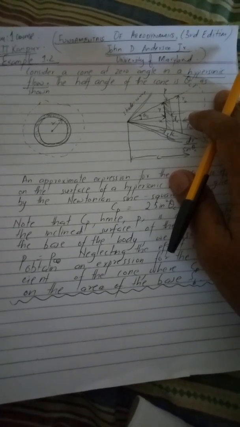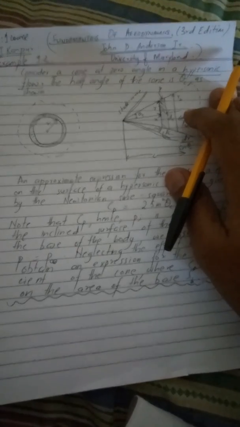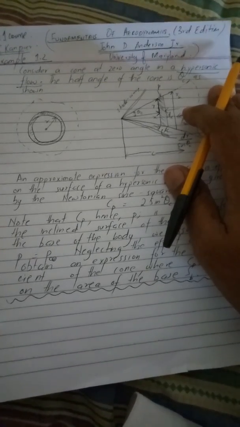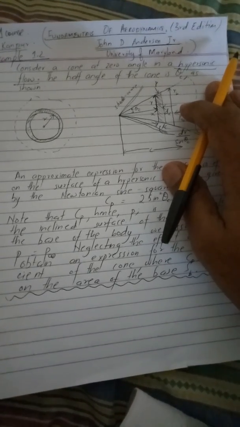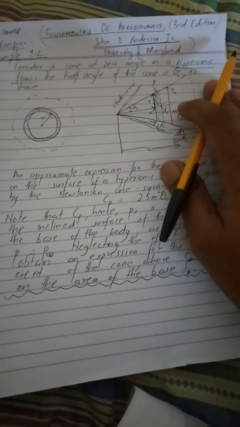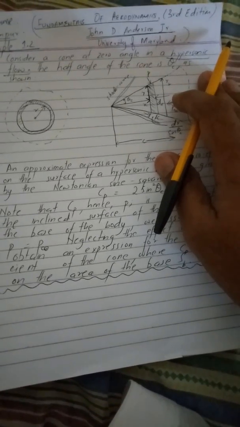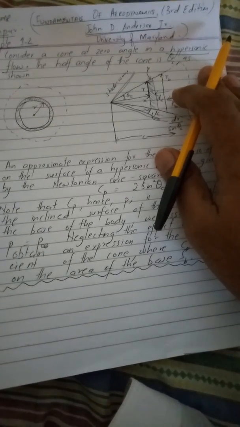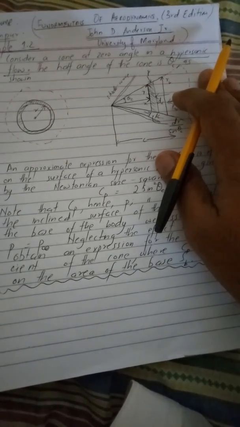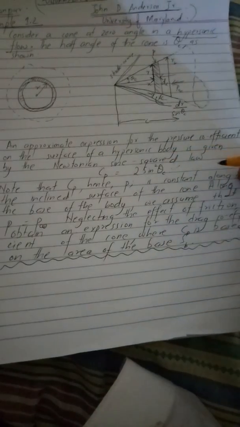I'm going to read out the example first, and I'm going to solve it later on. It's of two parts. The whole video is just to solve the first numerical, and later on we're going to solve the equation, which is the Newtonian sine squared law.